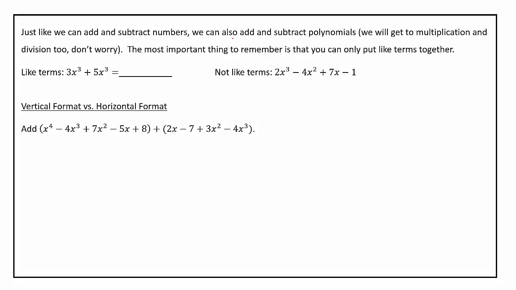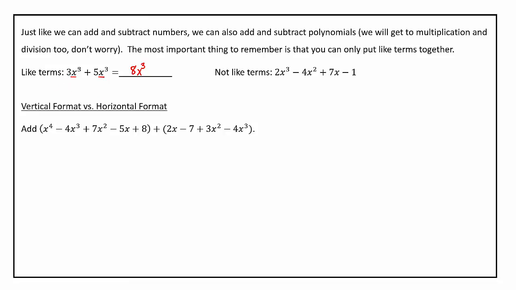And the most important thing to remember when we add and subtract polynomials is the idea that we have like terms and unlike terms. So an example of like terms right here is 3x cubed plus 5x cubed. These are like terms because they both have x cubed. And so this is like saying that I have 3 apples plus 5 apples, and I'm going to get 8 apples. But instead of having apples, I had x cubed. So it stays x cubed. We don't change it to x to the 6th or anything like that. That's not how it works.